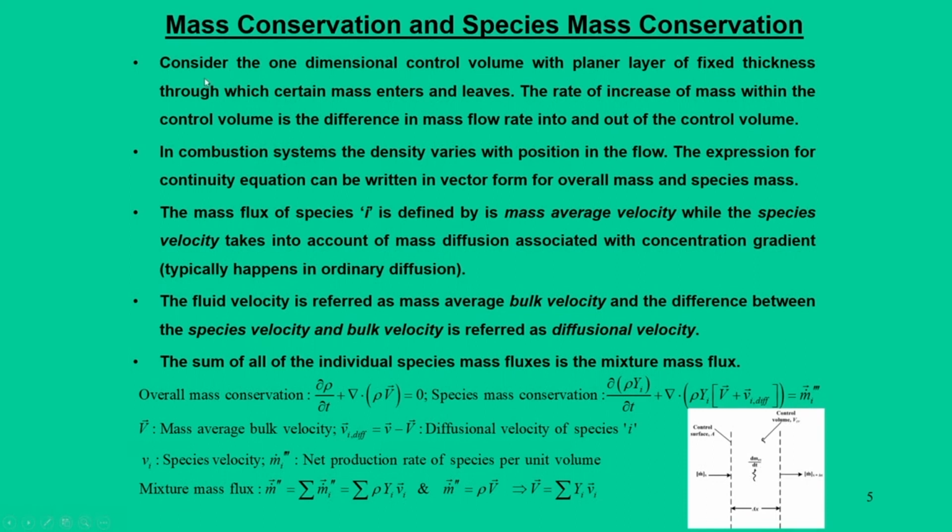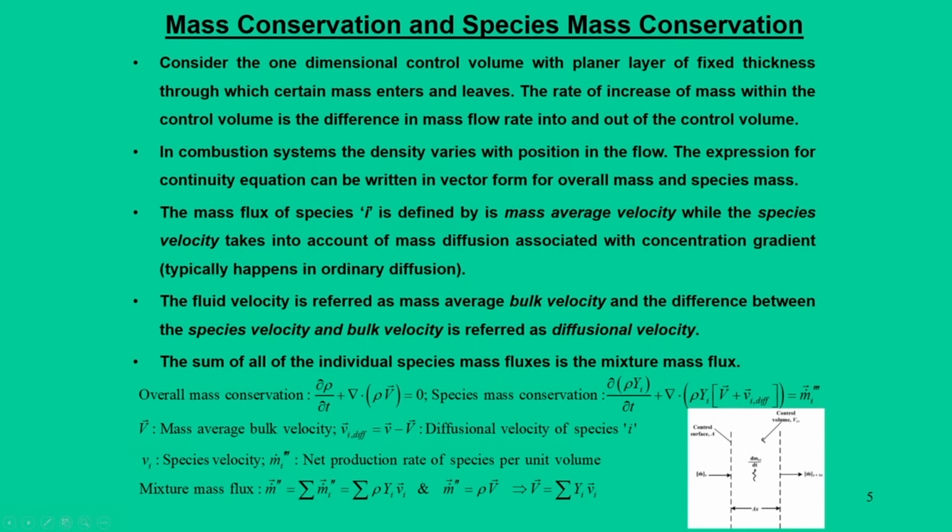So we have a one-dimensional control volume with a planar layer of fixed thickness through which the mass enters and leaves, and the rate at which the mass increases within the control volume is nothing but the difference in the mass that flows into and out of the control volume. This is the very basics of mass conservation, and we all know it. Another important fact is that in many conservation principles you dealt with earlier, density is normally a fixed quantity, but here in the combustion system density varies with position. So density has to be taken as a variable quantity.